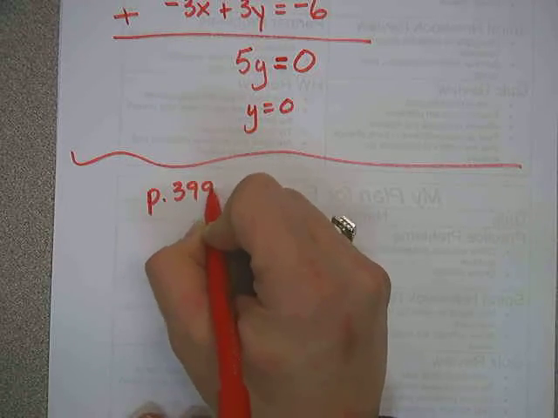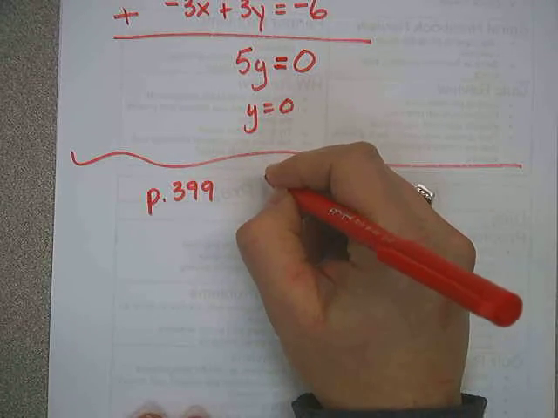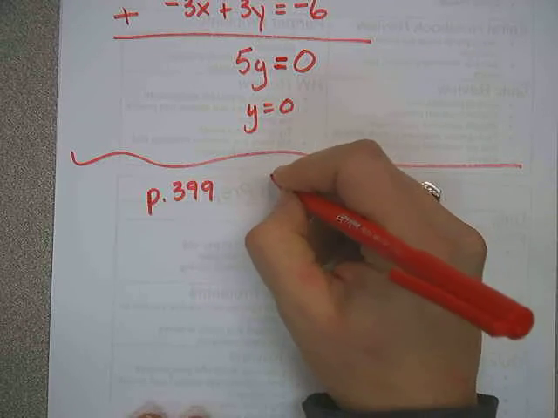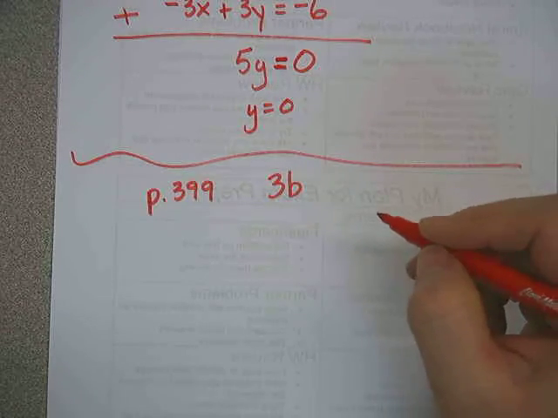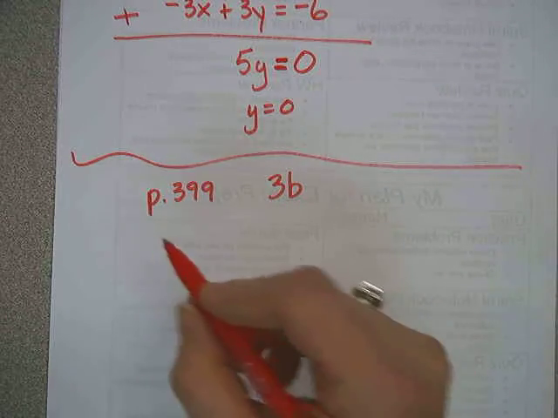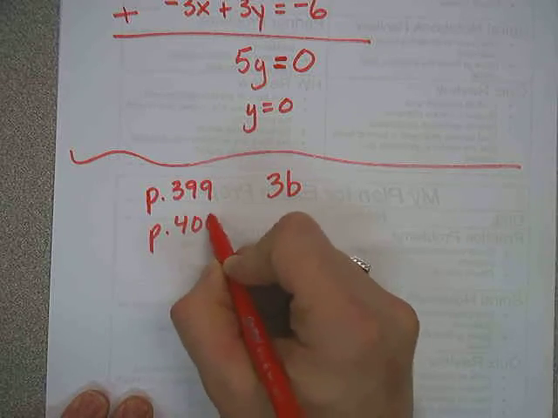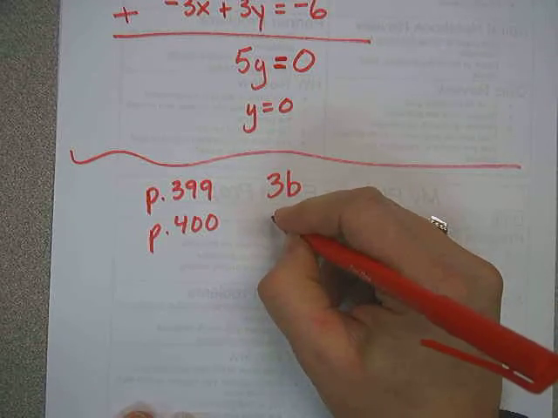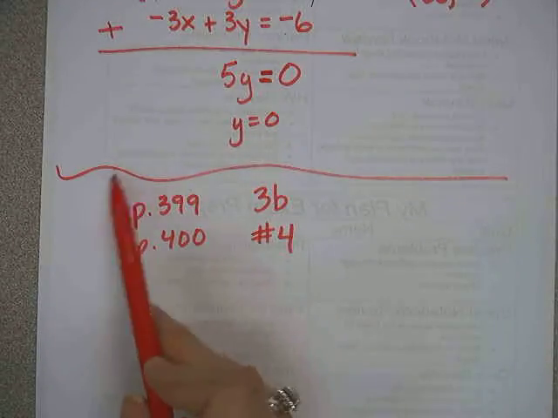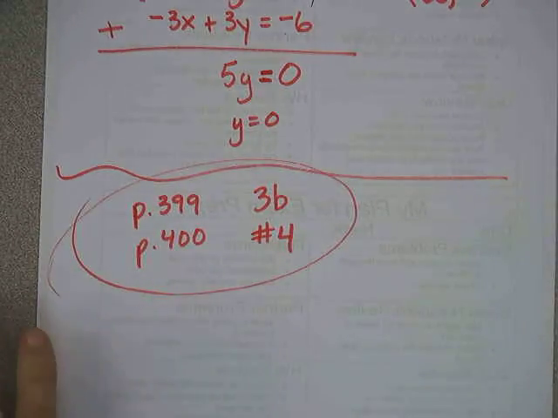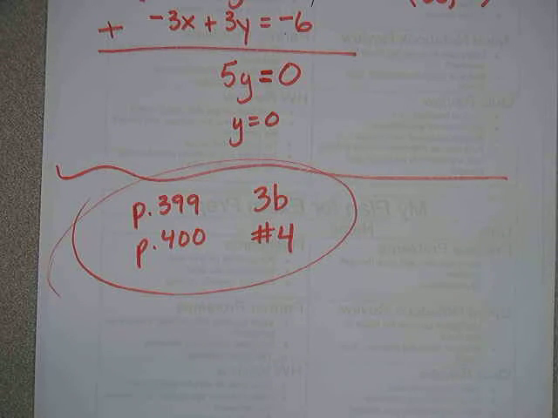Okay. All right, you should have all of these 3 examples written in your journals. And what I'd like you to do, on page 399, I would like you to do problem 3b. And if you turn the page, on page 400, I would like you to do check it out problem number 4. So I will check to see that both of these are done tomorrow, so that I'll see that you've watched the video, and then we'll continue practicing.